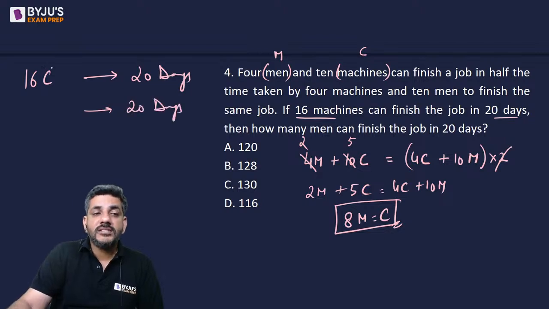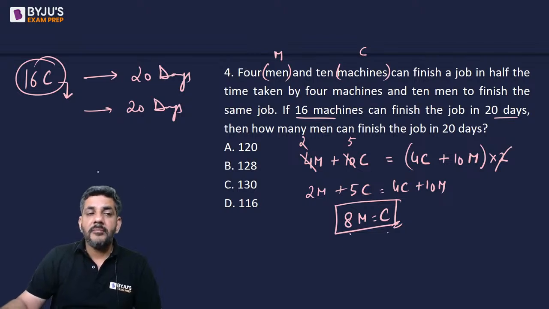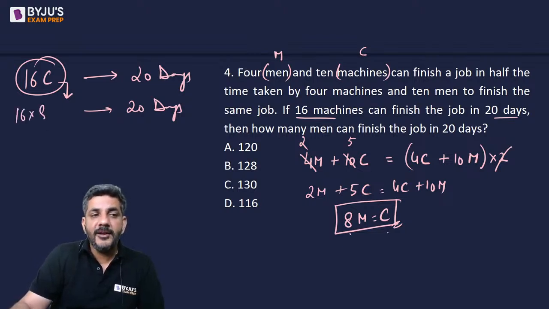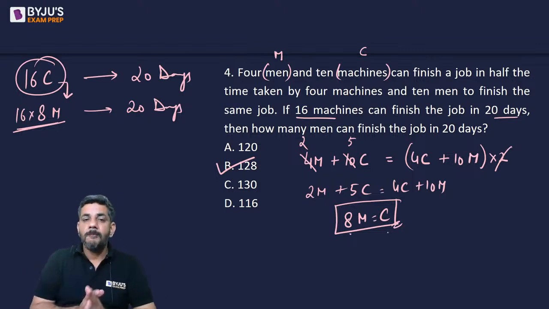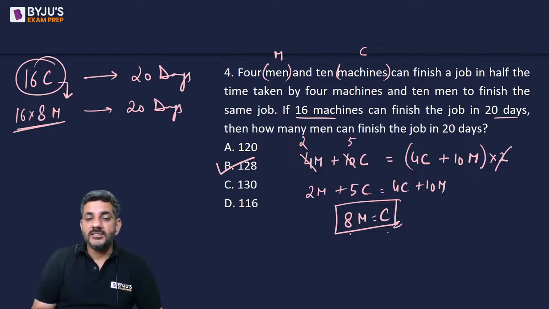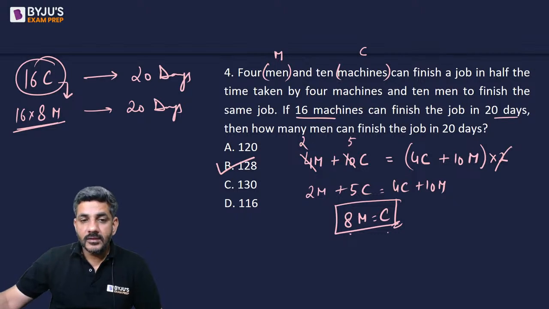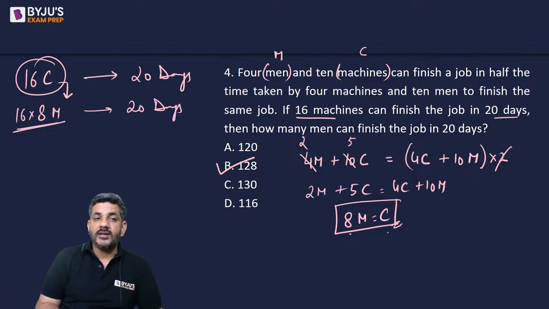तो basically मुझे 16 machines को ही men में convert करना है. If one machine is 8 men, then 16 machines are 16 into 8 men, and 16 into 8 men is 128. So yes, B option 128 is the right answer for this question number 4. Once again answered correctly by Music Core. I hope it is understood to all of you. This gives me the correct answer as 128.